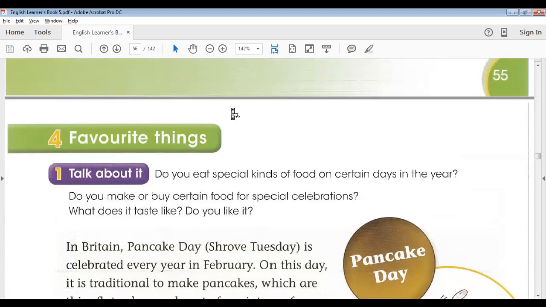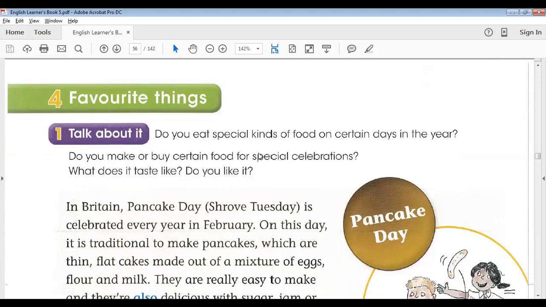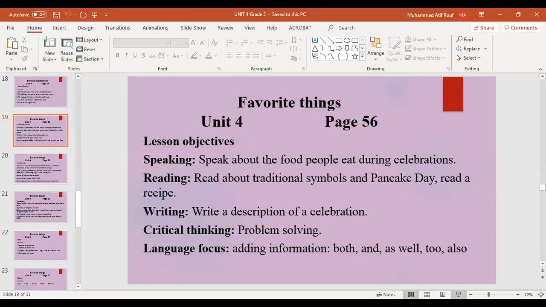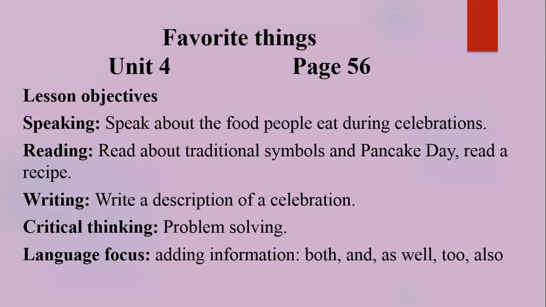Today we started lesson 4, unit 4, English student book, page number 56 and 57. And today's topic was favorite things. Before we started the lesson, I displayed the lesson objectives with the class to understand the goals of today's lesson. So these are the lesson objectives.